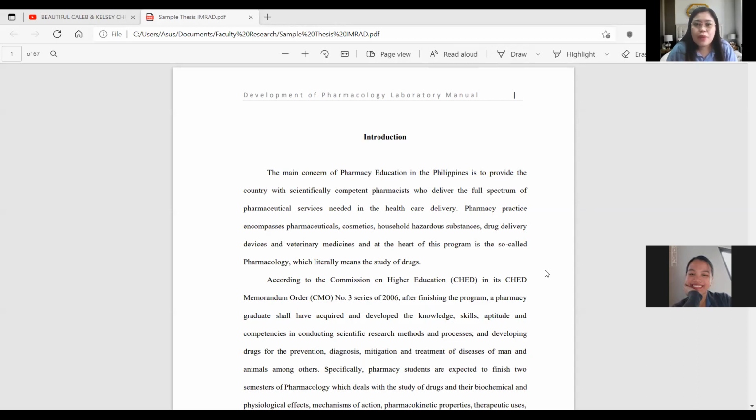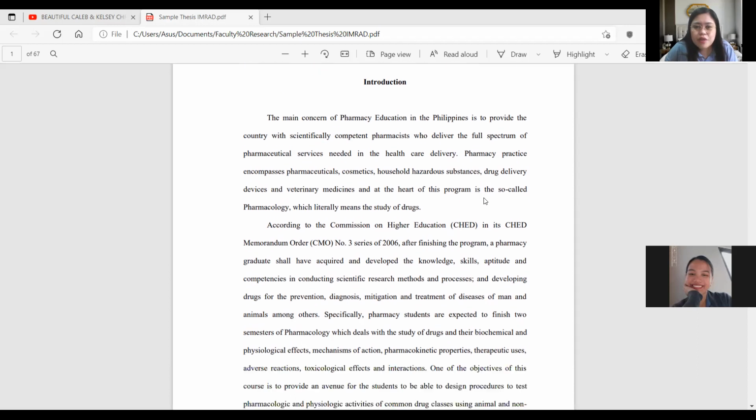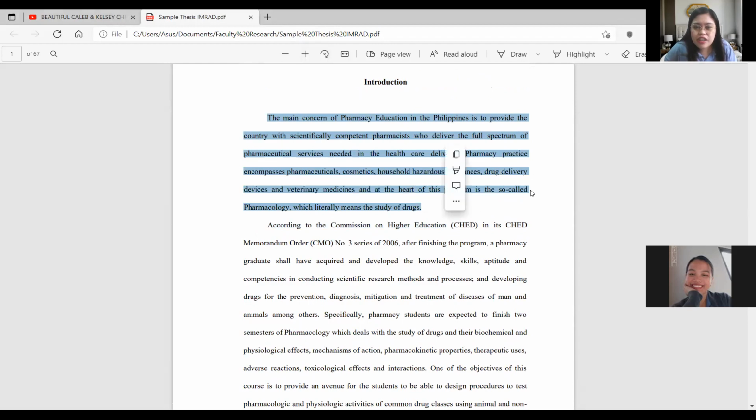Wala na ta nagahimo og ing ana nga format sa school. Instead, we follow the IMRAD format starting from the introduction. This one is my faculty research. Ako nagbuhat ani. This is about the development of pharmacology laboratory manual. So I have here the introduction. But when I make an introduction, kasi always na siya na the first paragraph will be my idea. My own idea. This is an assertion introduction.